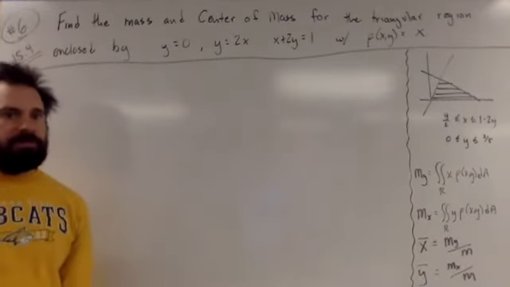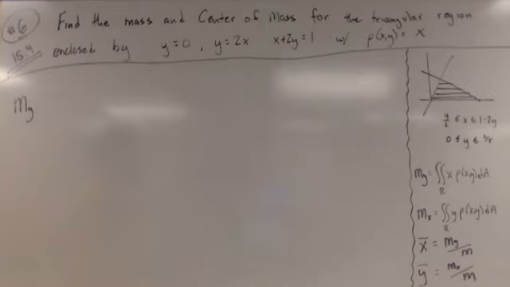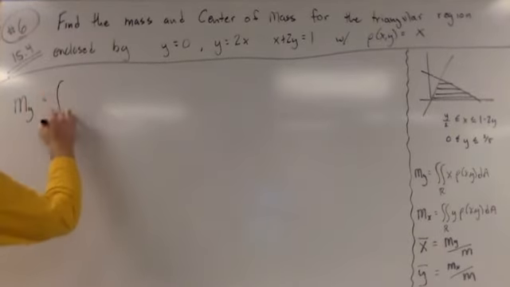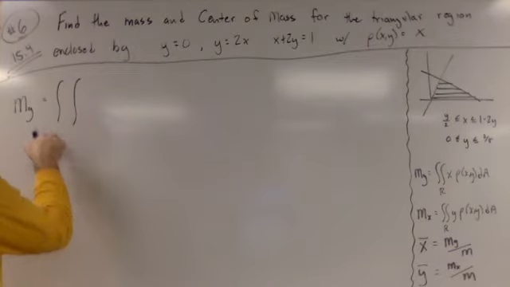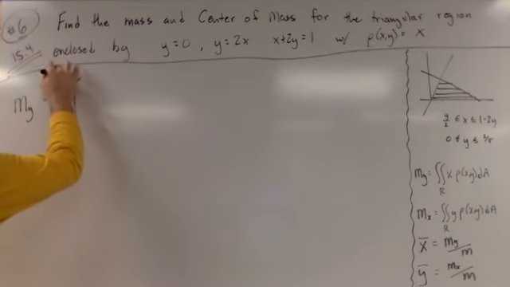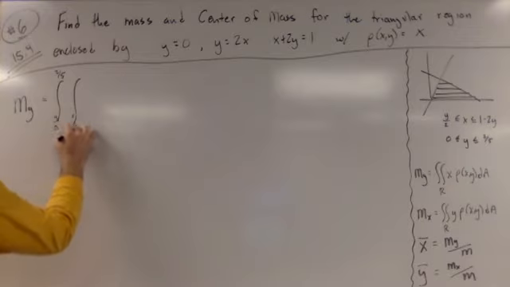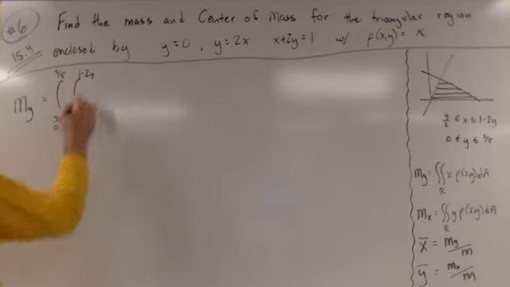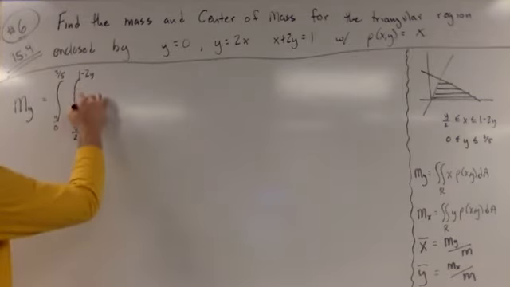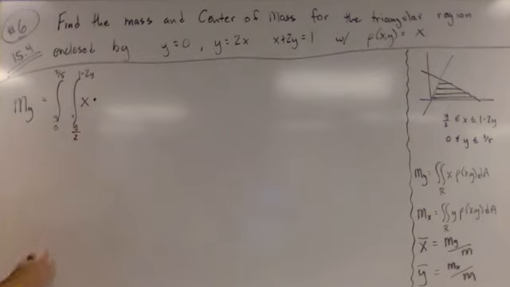Okay, so here we are. The next thing we're going to do is find the moment about the y-axis. So that's going to be the double integral. Y values go from 0 to 2/5. My x values are going from y over 2 to 1 minus 2y. So now what I'm using is x times the density function.